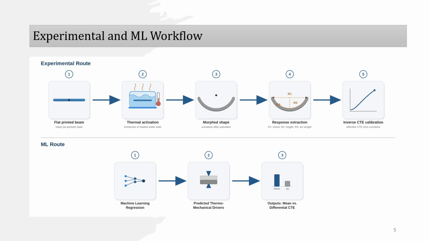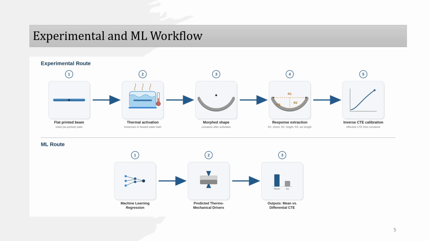This slide summarizes the complete workflow. The process begins with the definition of the FDM parameter combinations and the fabrication of PLA beam specimens. After printing, the beams are thermally activated and their final deformed shape is measured. From the measured morphing response, we calibrate the effective thermomechanical quantities of the bilayer framework.